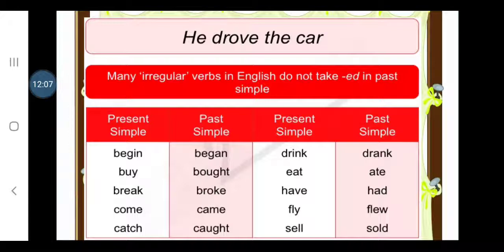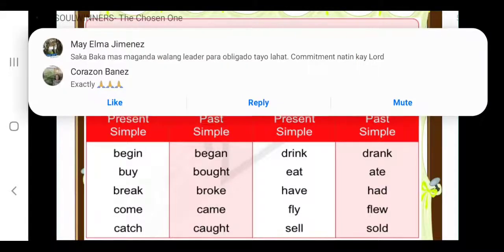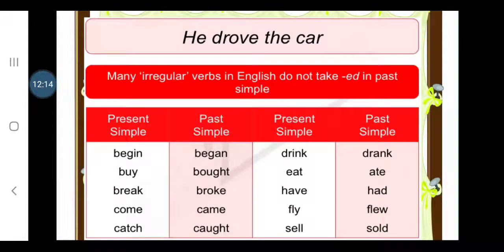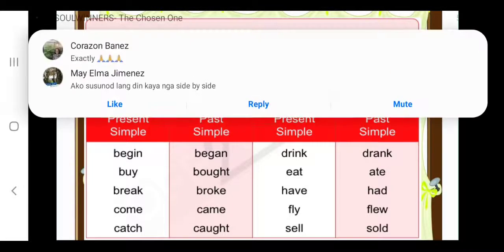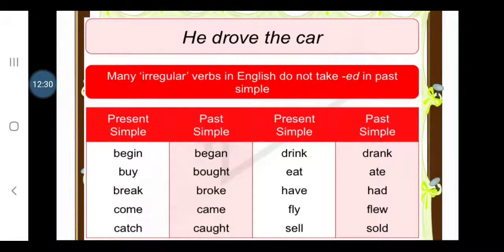Let's look at this other one again. Present simple and past simple. Drink, drank. Eat, ate. Have, had. Fly, flew. Sell, sold. Okay?